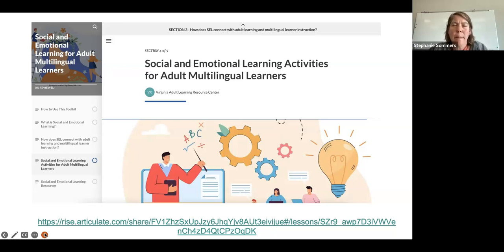This is just a screen grab of what this website looks like, the social emotional learning for adult multilingual learners. So it's got 5 sections. It goes over, in brief, what is SEL. Then we've got a nice section on how SEL connects specifically with adult learning. And then it gets into some activities. That's where you would find those task cards. And then there's a large resource section. So this is definitely worth checking out.